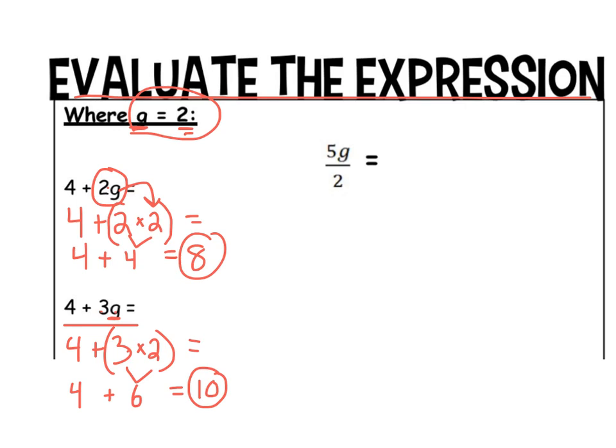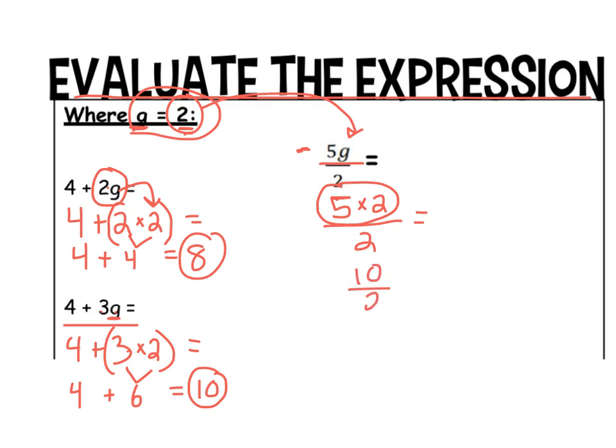Last one, we have 5g divided by 2. So again, I'm going to take the 2, I'm going to put it where I see the g. So that would be the same as 5 times 2 divided by 2. Okay, let's do the multiplication. That gives me 10 divided by 2. And we know that that is 5. So the answer is 5.